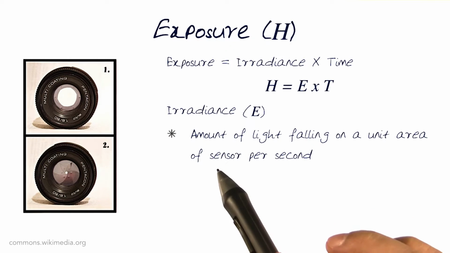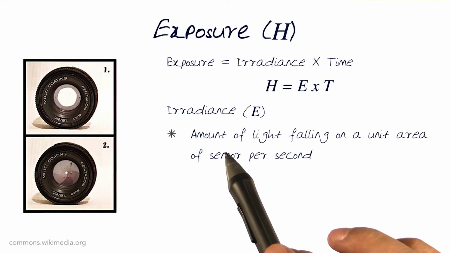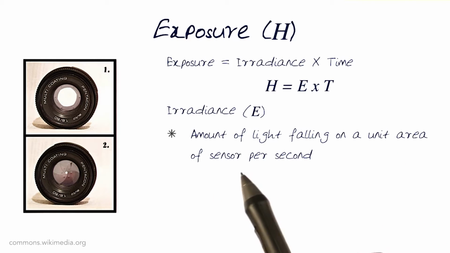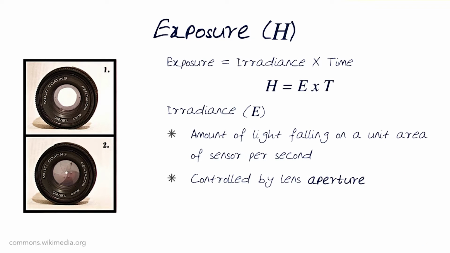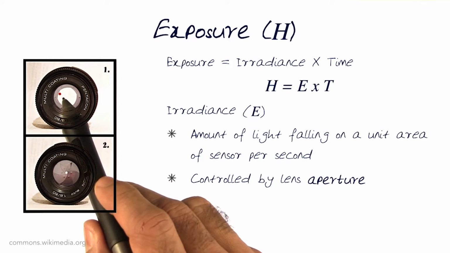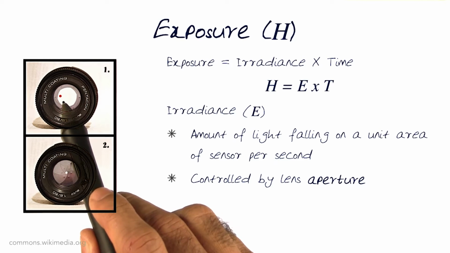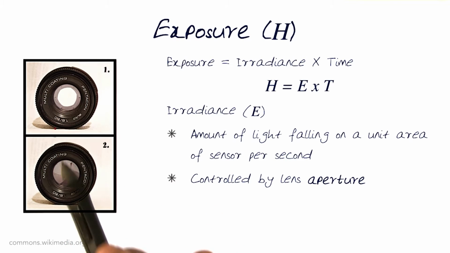So again, irradiance in essence is the measure of the amount of light that falls on a unit area of a sensor per second, and it's denoted by capital E here. So the amount of light that will hit a sensor depends on the opening of the aperture. So in essence, it's controlled by the aperture size. Here, a small opening, a larger opening. Of course, a larger opening will let a lot more light per unit area of the sensor through, and the small opening, of course, will have a lot less light going through.